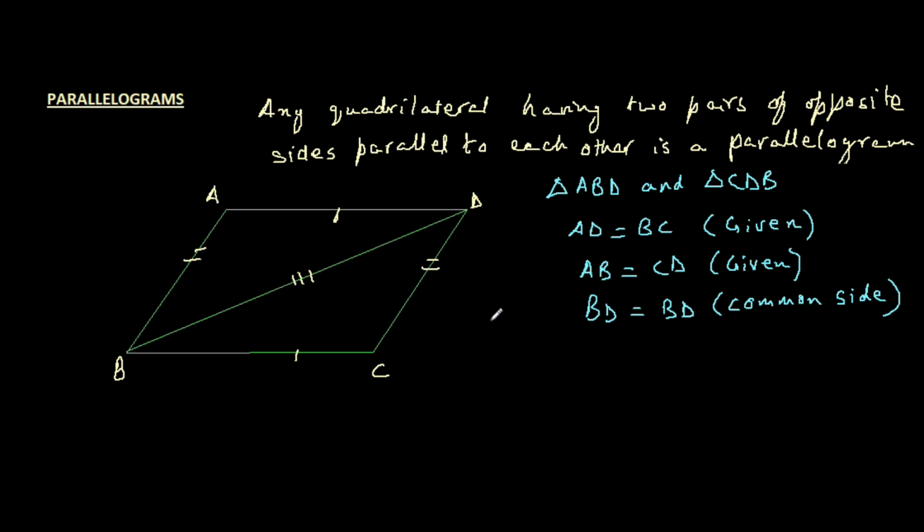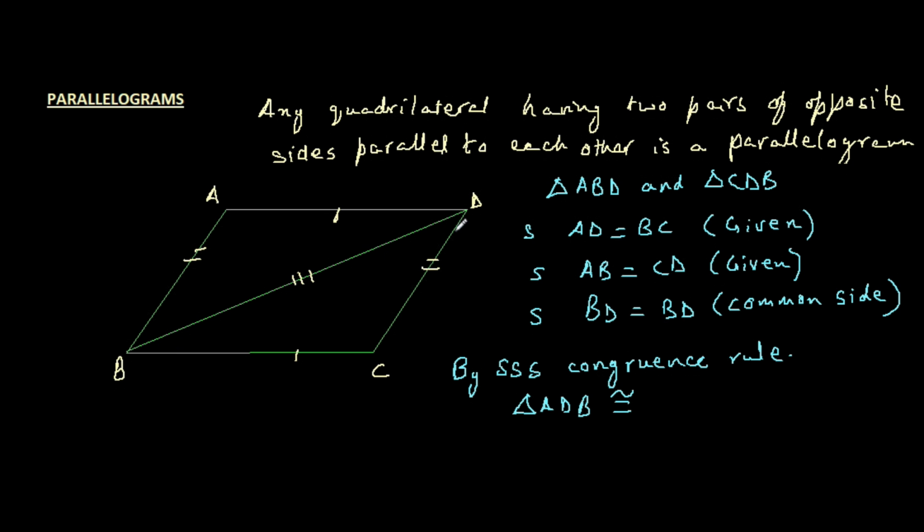Can you tell me which congruence condition do we have here? Well, this is a side, this is a side, this is again a side. So we can say by SSS congruence rule. Now the naming of the congruent triangles, we have to be careful. So if we say ADB, we are going from the single mark to the third, to the 2 marks. So triangle ADB is congruent to single mark to 3 marks. So we'll start with C, CBD.